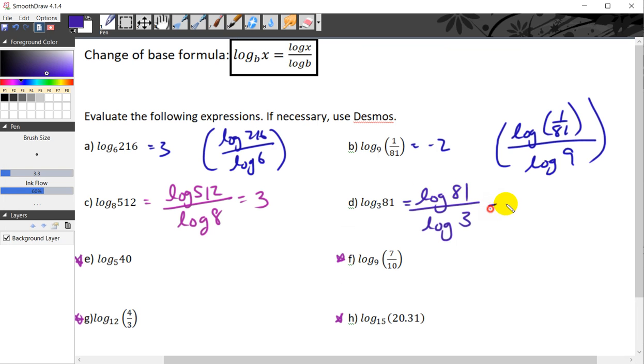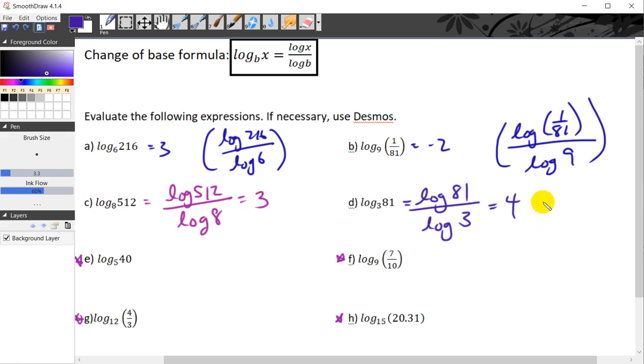Okay, so this right here is 4. Similarly, like I showed you guys, this is a base of 3. 3 raised to the power of 4 in this case equals 81. So that's going to be a true statement as well.